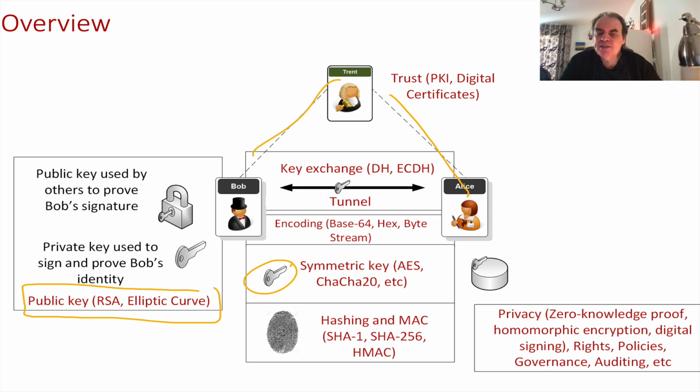And we need a way to be able to transport our public keys, as we'll find out, and for that we use digital certificates or the PKI, public key infrastructure. Along with this, we see other methods that we need and that are focused on privacy, such as zero knowledge proofs, homomorphic encryption, digital signing, and so on. And those have all got to integrate with policies, rights, governance, auditing, and so on.